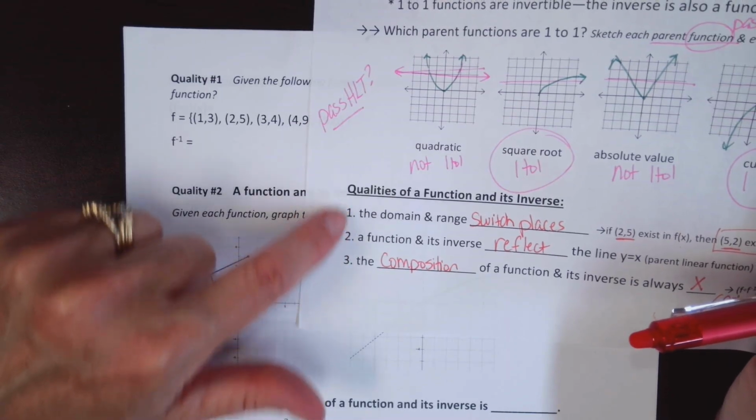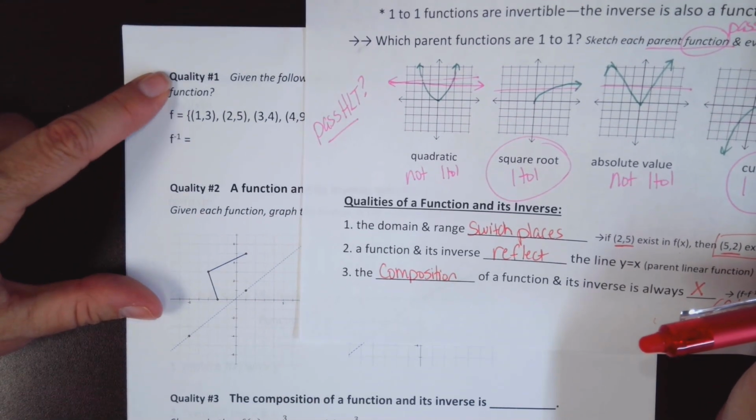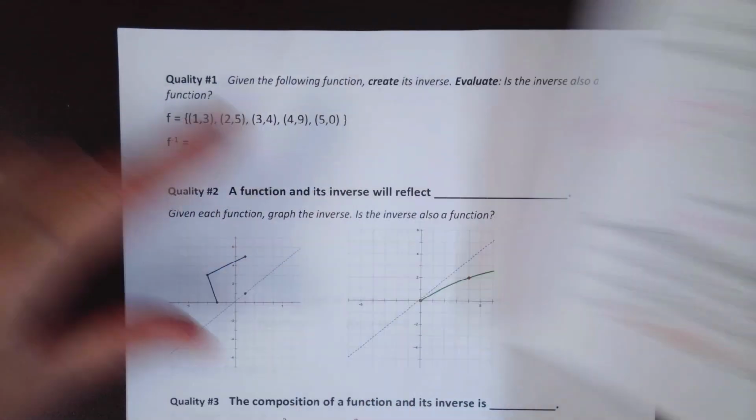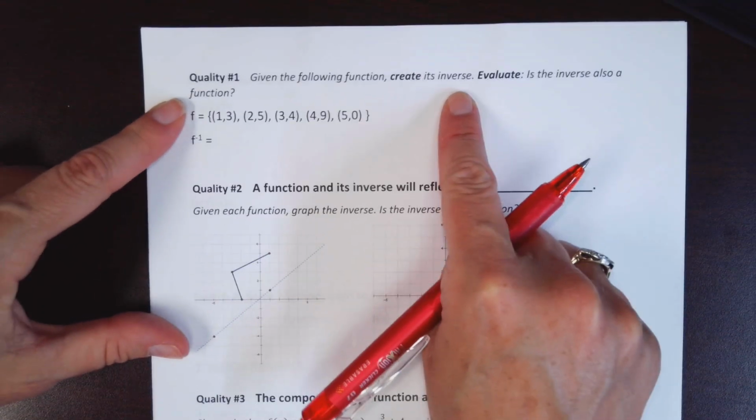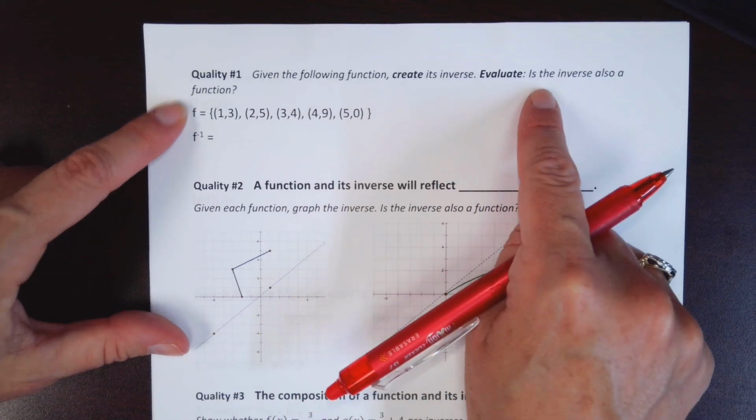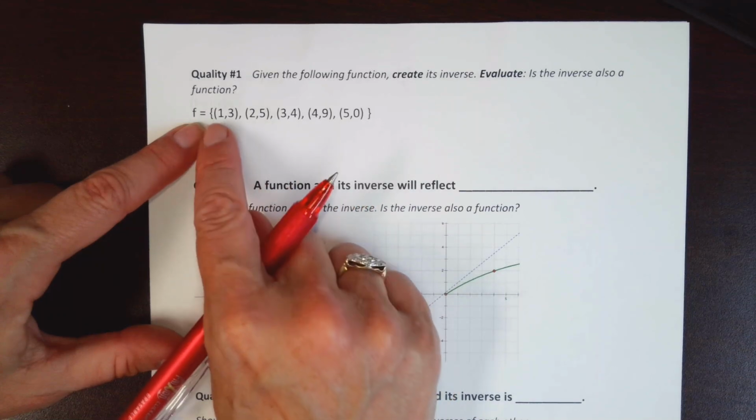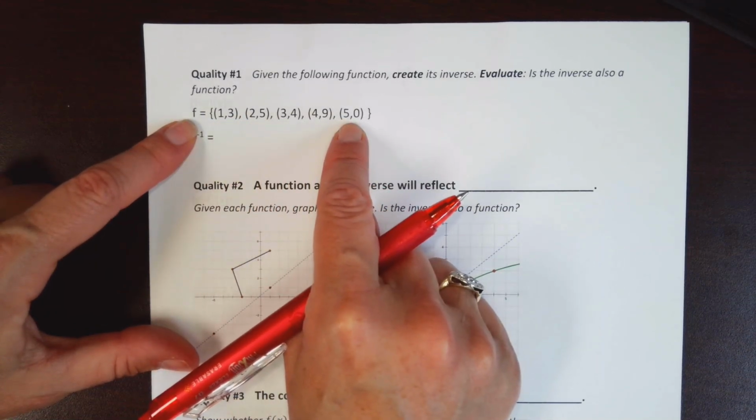Here are 3 qualities. Let's talk about them in more detail. Number 1, we say that our domain and our range of the function and its inverse switch places. So, given the following function, we're going to create its inverse by switching the domain and range, and then we're going to evaluate to see if the inverse is a function. So is this a function? Well, my domain value is 1, 2, 3, 4, 5. So yeah, this is going to be a function.